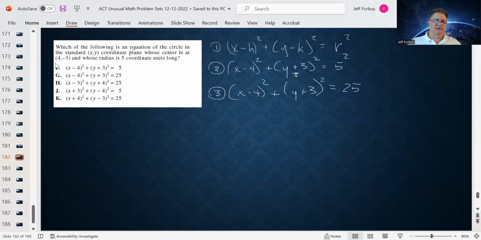Now, which one does that yield in our answer choices? That should be G, I think. X minus 4 and y plus 3. Yeah, answer choice G. All right, let's move on.